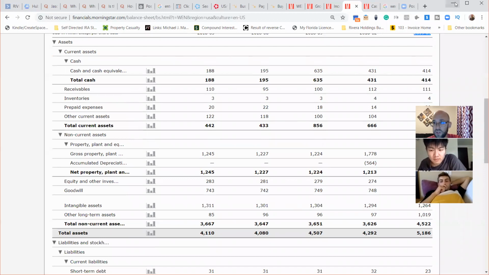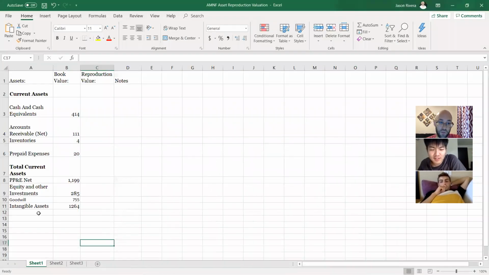Other long-term assets. This has gone up a lot in the last quarter. What's the long-term asset? It depends. It's usually a catch-all. You have to go to the footnotes to see what's exactly in there.